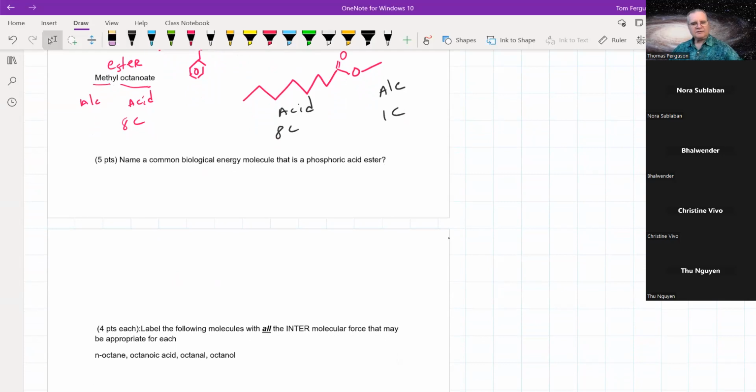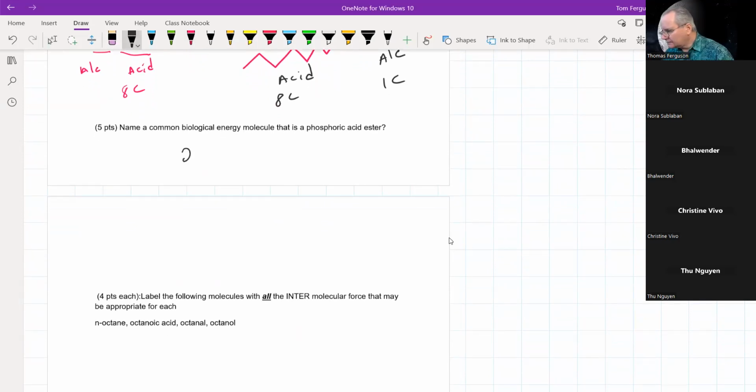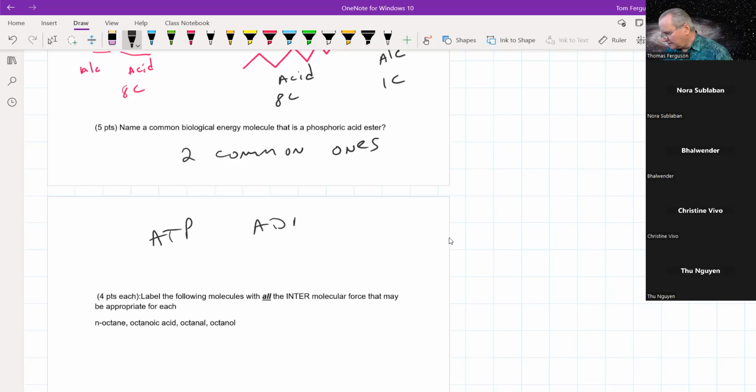Name a common biological energy molecule that is a phosphoric acid ester. Actually, there are 2 common ones. ATP and ADP. You see those a lot. So whenever an ATP goes to ADP, you lose a phosphoric unit and you gain lots of energy.